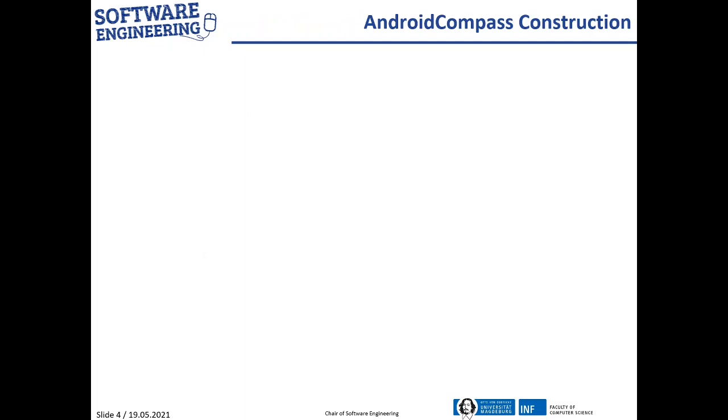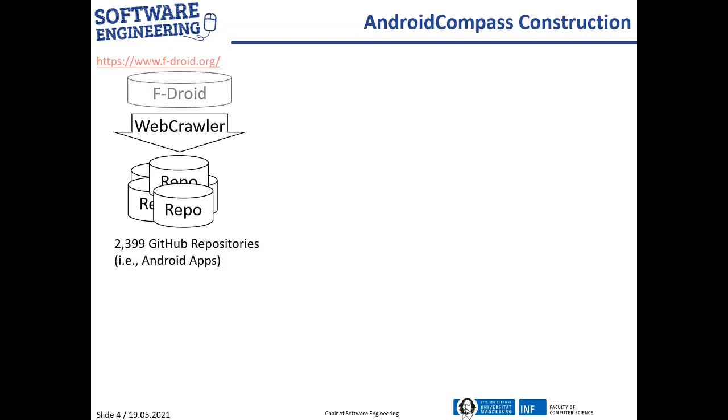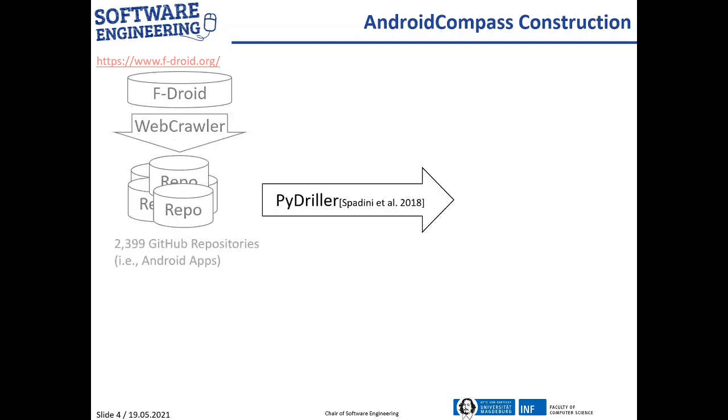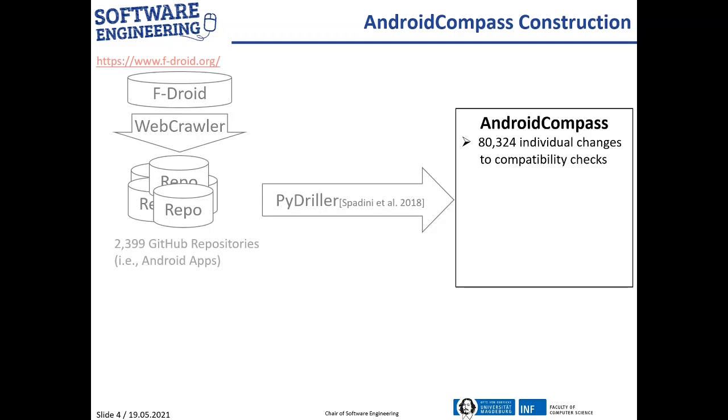We constructed AndroidCompass on the basis of the F-Droid database. We used a web crawler to extract almost 2,400 GitHub repositories of Android apps, and we analyzed these repositories by means of PyDriller. And we extracted a dataset of more than 80,000 individual changes to compatibility checks that originate from more than 21,000 commits and almost half of the original repositories.